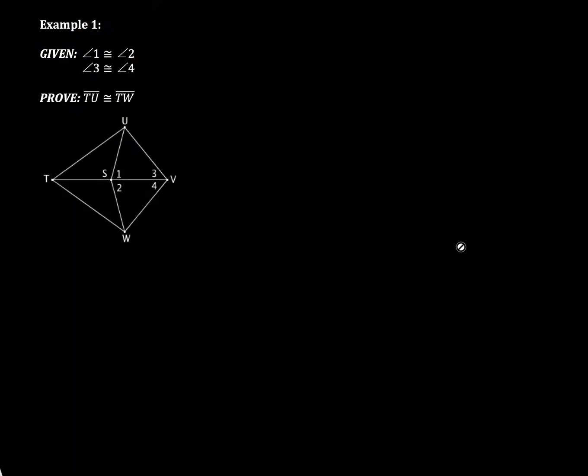Let's take a look at another example. In this picture, we have that angle 1 is congruent to angle 2, and angle 3 is congruent to angle 4. And our job is to prove that TU is congruent to TW. Well, I noticed that TU and TW are both corresponding parts of triangles TSU and TSW. But I don't have any other information about those. I do know that TS is congruent to itself.